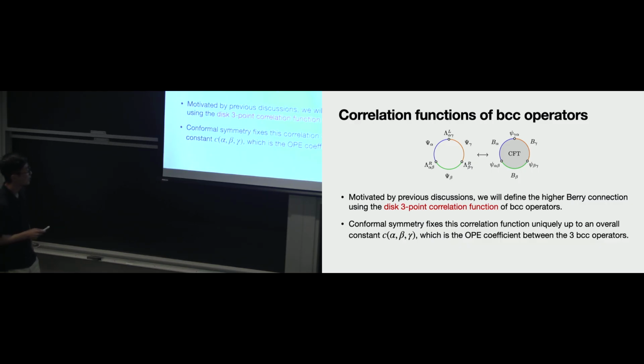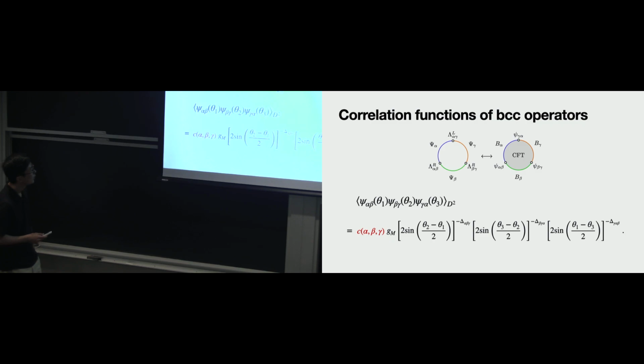So we're computing a CFT correlation function, which looks like this. A disk, and the boundary of the disk is divided into 3 different regions: B alpha, B beta, B gamma, and I have an insertion of this lightest BCC operator at each junction. Of course, this correlation function is uniquely fixed up to the overall OPE coefficient, which I denote as C alpha beta gamma. Here G sub m is the G function of this family of boundary conformal manifold. This is our convention for normalization, but it's not going to be very important.